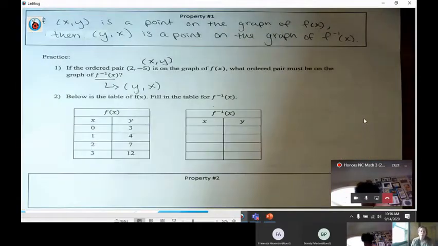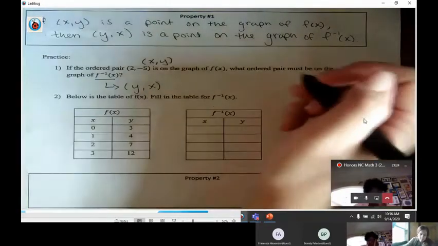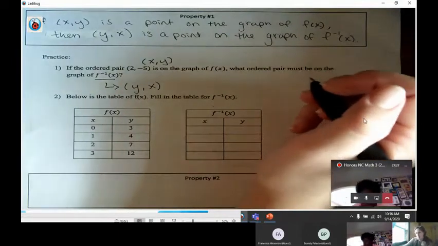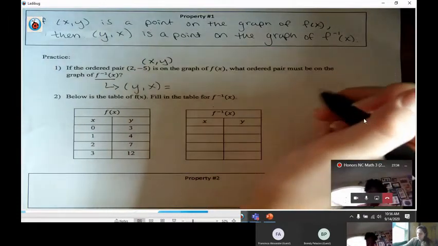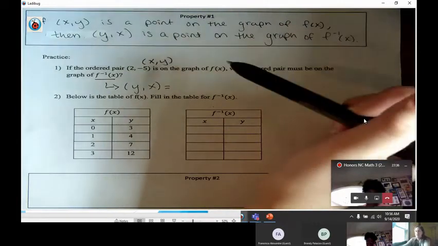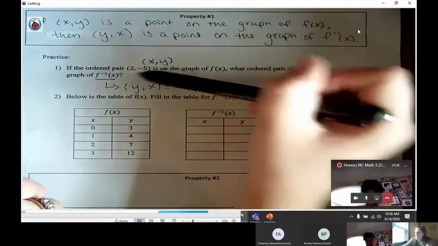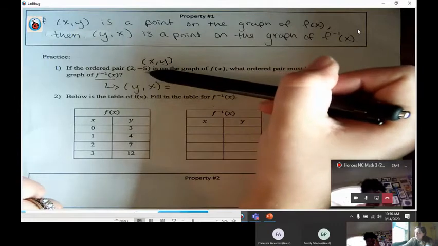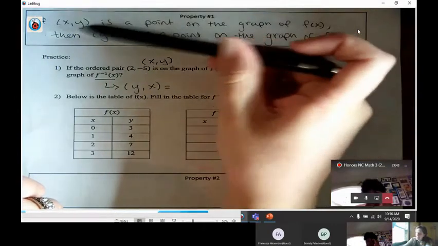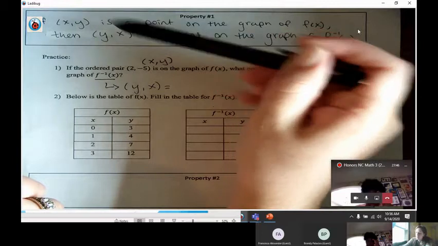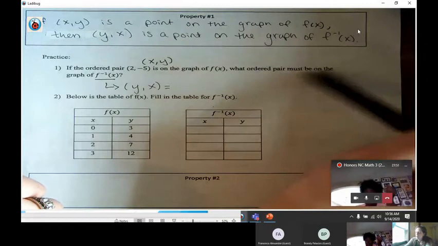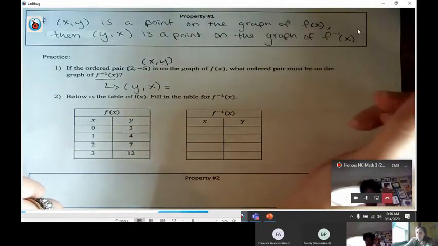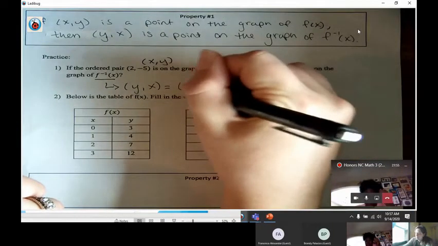Tanai, can you tell me what my new point should be? Wait, what happened again? Wait, I'm sorry. No worries. So f of x has the point 2, -5. The property is that if you have an xy point on f, then you flip-flop it to get a point on f inverse. So this is asking for a point on f inverse. So it would be -5, 2. Perfect. Yep.